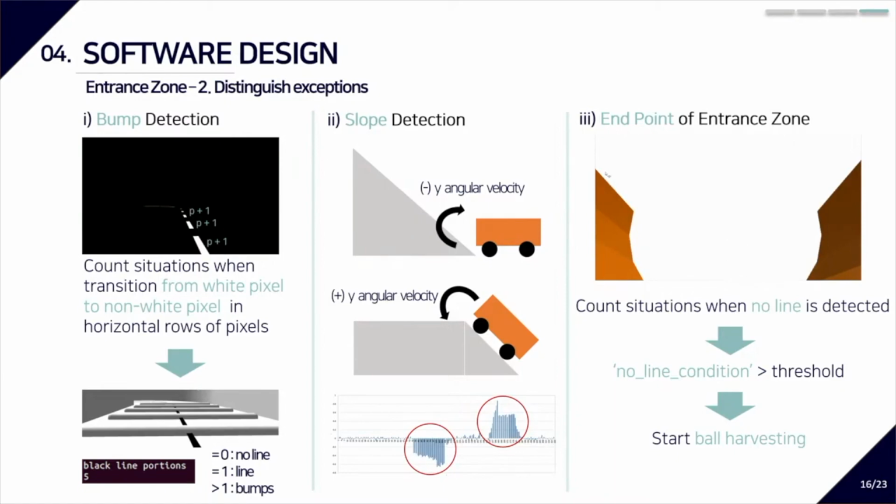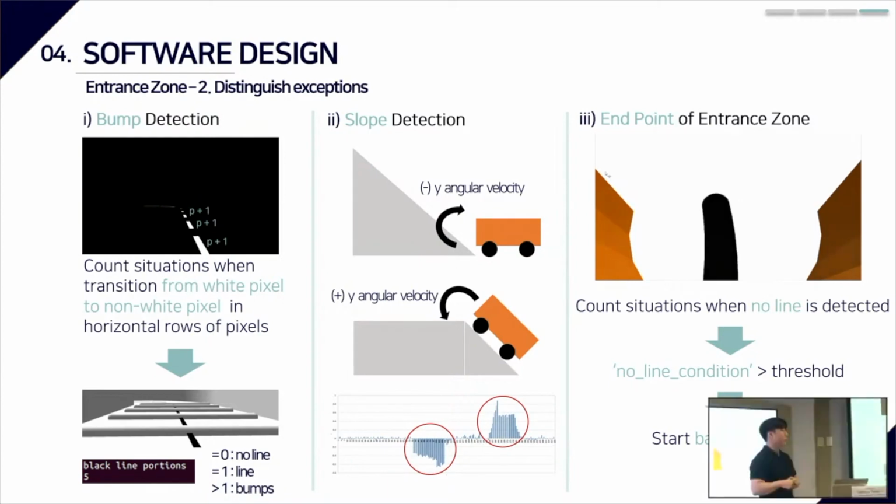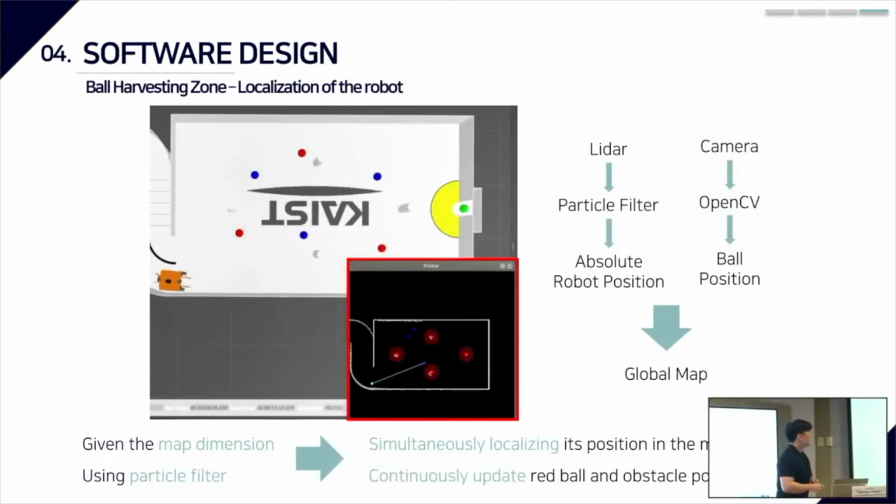And the endpoint of the entrance zone can be characterized by this. As you can see, the no line condition continuously happens after the line tracing. So if this condition is over our set threshold, we start the ball harvesting.